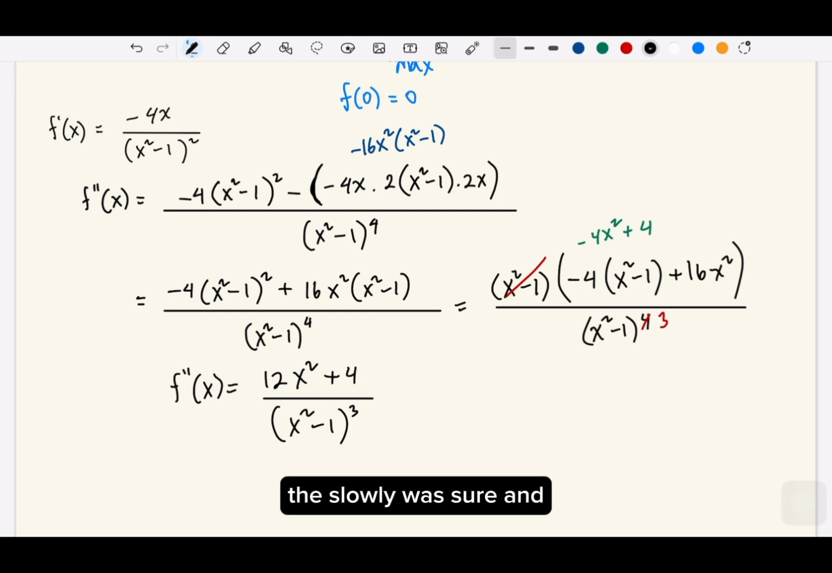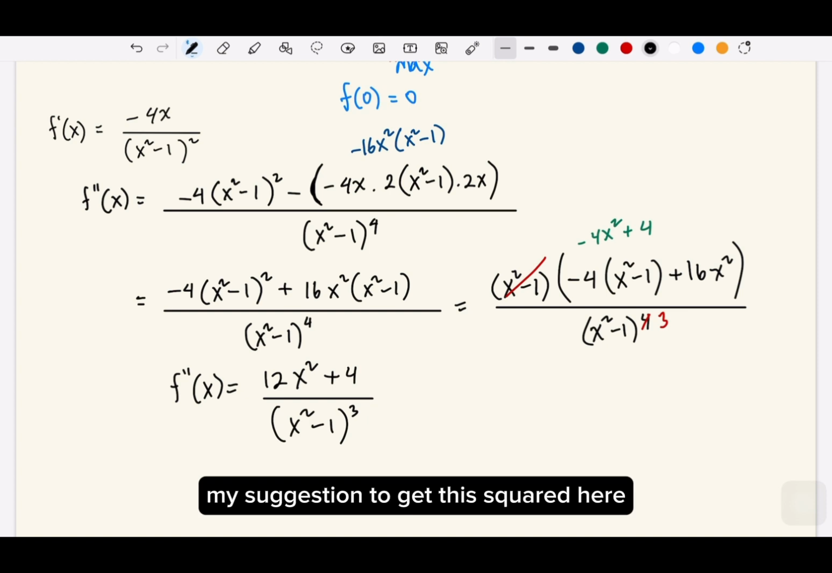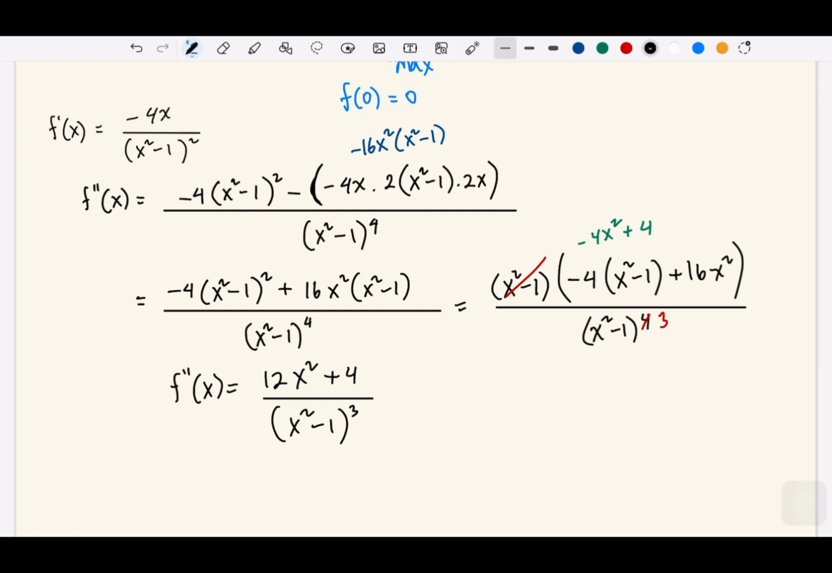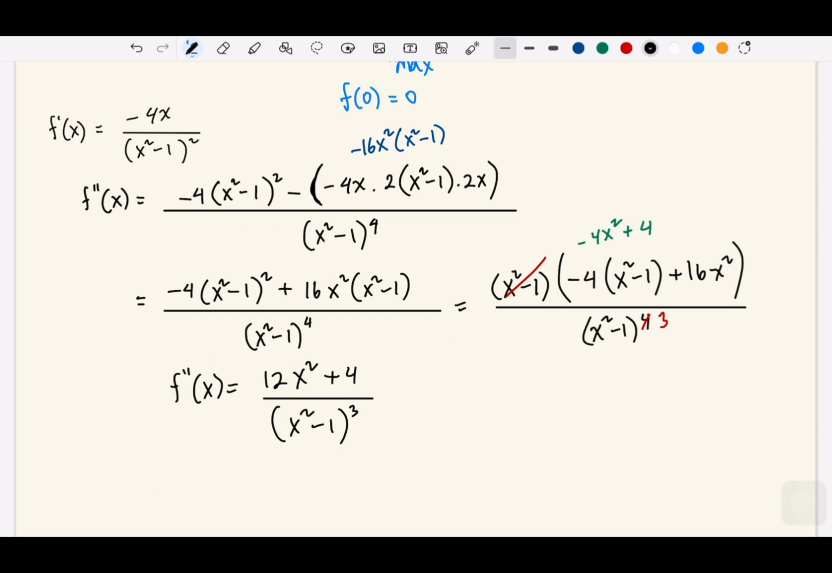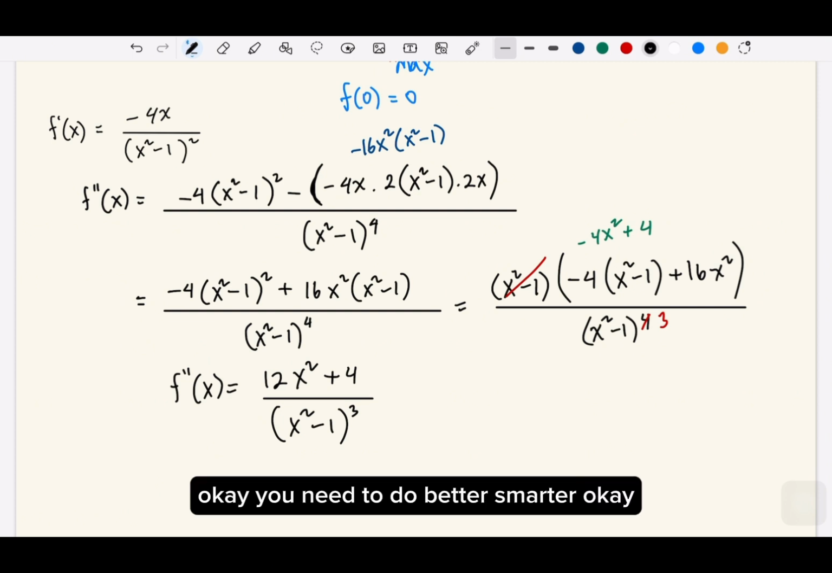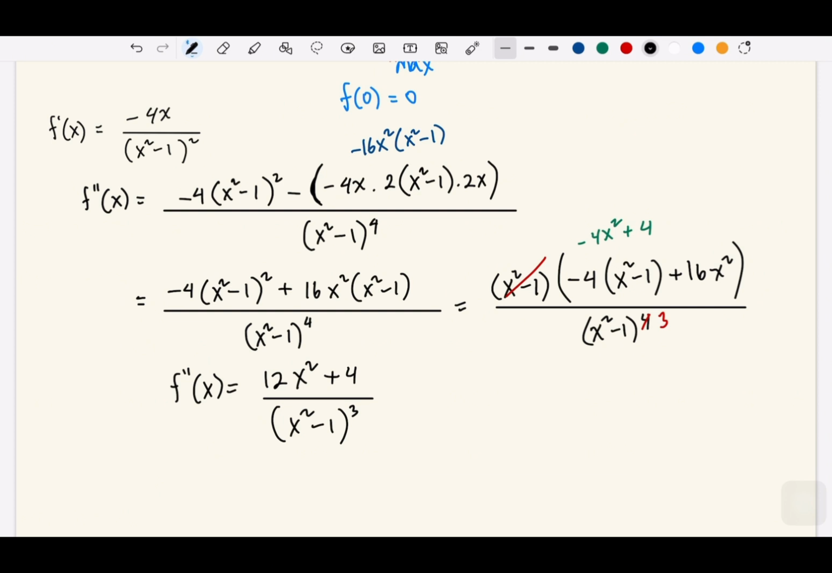So slowly but surely, and my suggestion again, this squared here, do not try to multiply and expand first. Okay, do not ever do that. Sometimes students are too naive. Like, oh yeah, okay, expand this, and then you are wasting your time. Okay, you need to do better, smarter. Okay, we have this now.